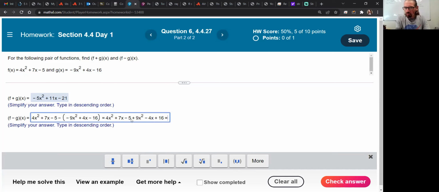Now when I combine the like terms, 4x squared plus 9x squared is 13x squared. 7x minus 4x is a plus 3x. And -5 plus 16 should be getting plus 11.